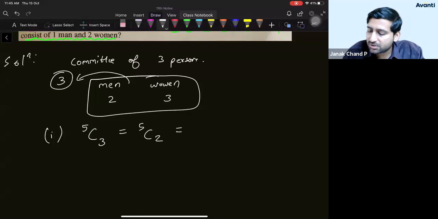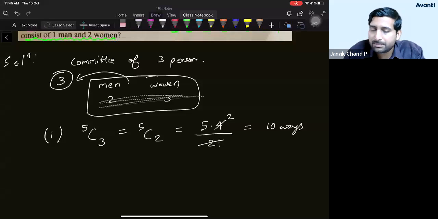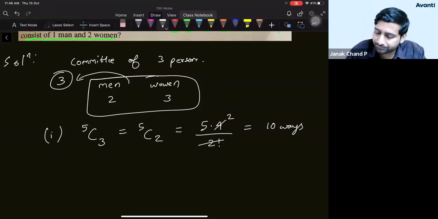So this is nothing but the multiplication of 2 numbers divided by the factorial of r. 2 factorial is 2 only. So it is 2 ones are 2, 2 twos are 10. What is the answer? It is 10 ways. So that means there are 10 ways of choosing 3 people from these 5 people available. Okay, fine. This is the first one.